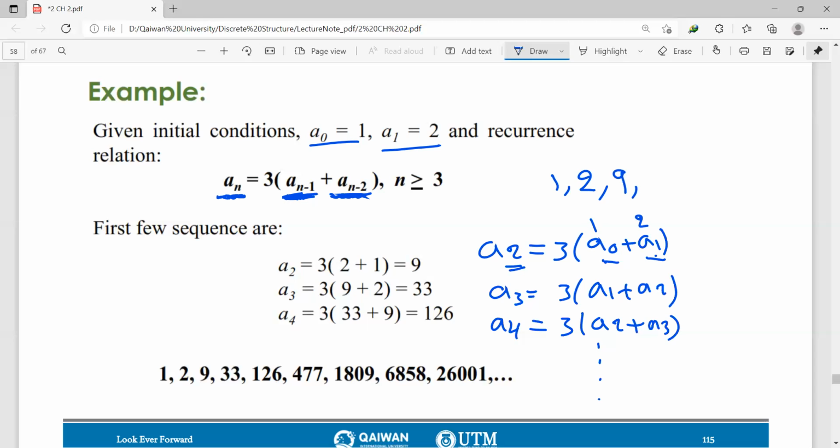And then, what's A1? A1 is given, which is 2. A2, we found that it's 9. 2 plus 9 is 11. Times 3 is 33.